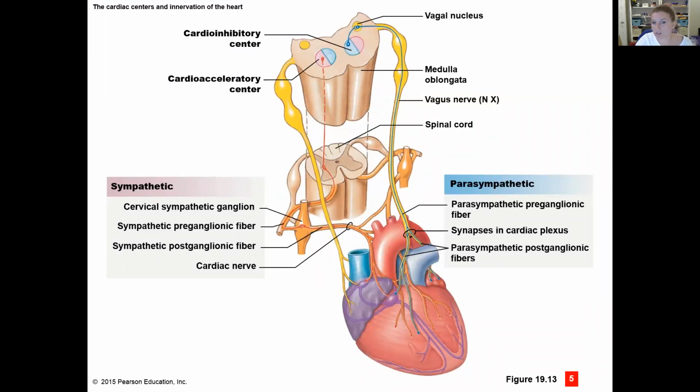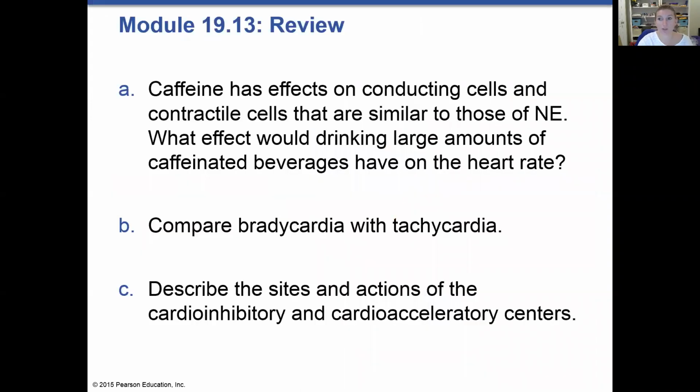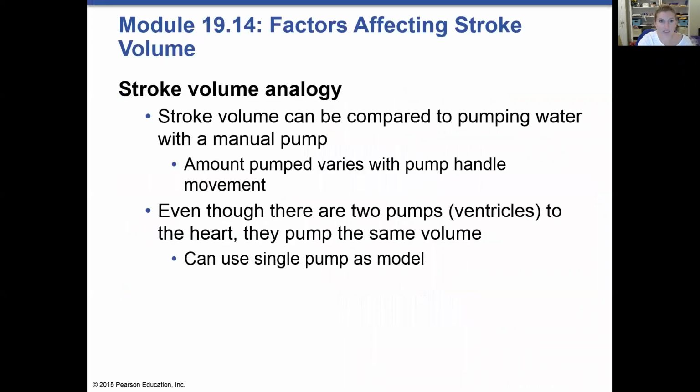So here you have just an overall picture of where these bundles are and how they're getting into the heart. Sympathetic coming in through the ganglion, pre- and post-ganglionic fibers through the cardiac nerve, parasympathetic coming down through the vagus nerve. And you can pause the video here, go back and review this section on the conducting system.